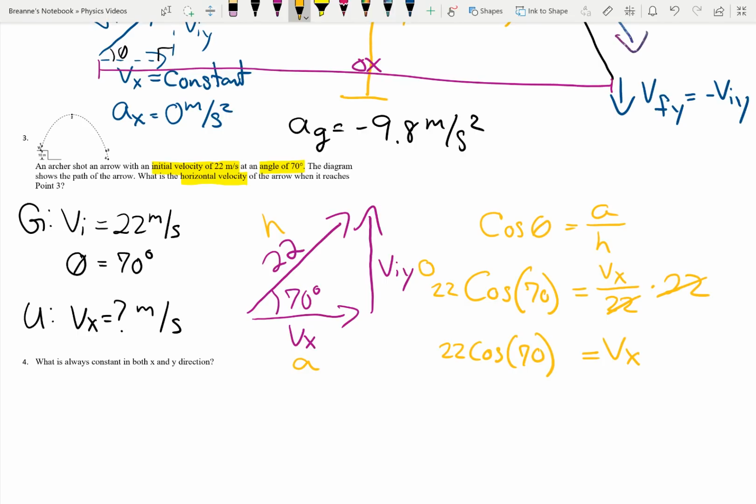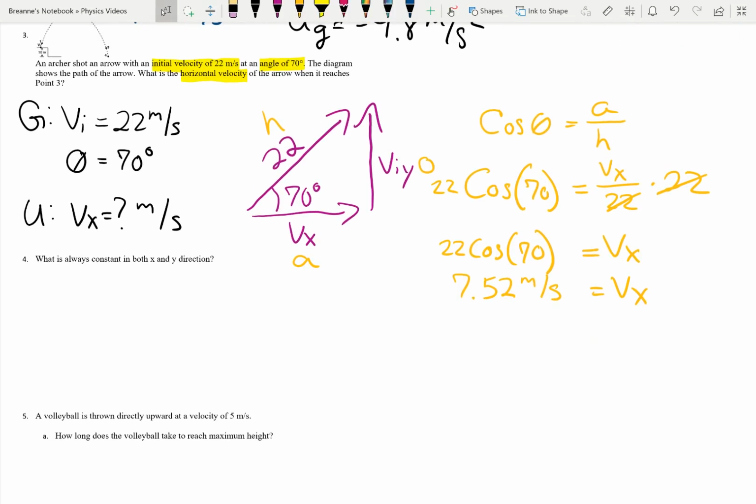To do that, you're going to hit mode, which is next to the second. You're going to scroll. It should be the third one. You'll see radians and degrees. You want degrees to be highlighted. You're going to move it over, hit degrees, and then hit second mode again and get out of that. Then you're just going to type in 22 times cosine of 70. Make sure you end your parentheses. And you should get that your velocity in the x is 7.52 meters per second. There you go.